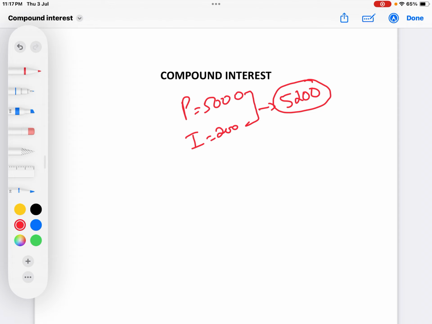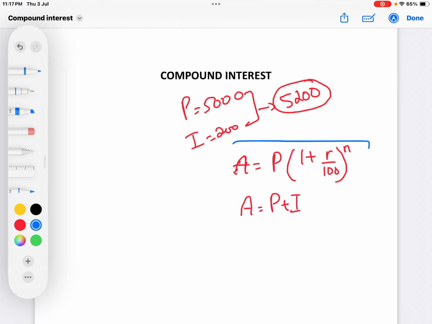So the formula of compound interest is amount is equal to principal times 1 plus r divided by 100, power n, where n is the time in years. This is the basic formula, and we know that the amount formula is principal plus interest. Now we will see some different formulas related to different situations.